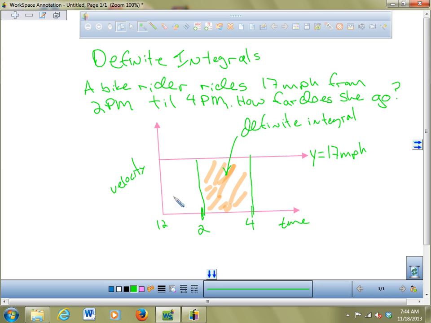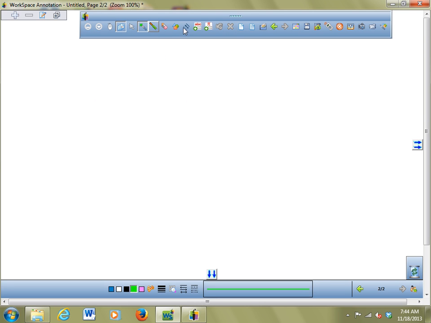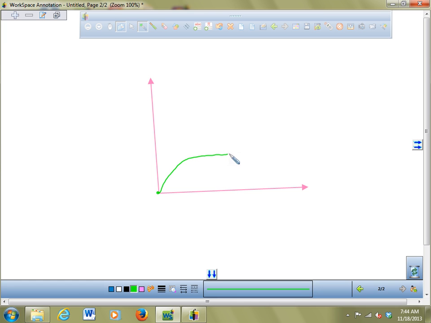Now, that's not very exciting. You say, why not just multiply those two things together? But what if the bike rider isn't going straight across at a constant rate, which usually doesn't happen, right? So maybe she starts off going 0 miles an hour, and then she picks up speed, and then she goes at a steady rate. Then she sees her friend, she goes really fast, and then she's going at a steady rate.